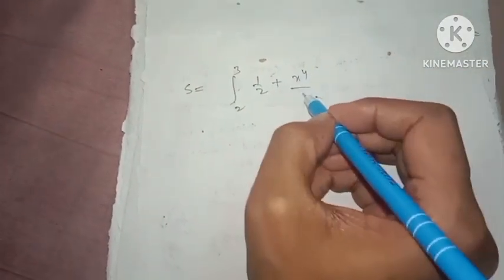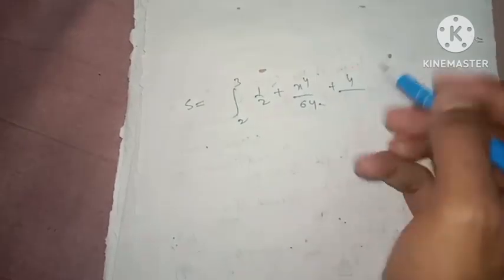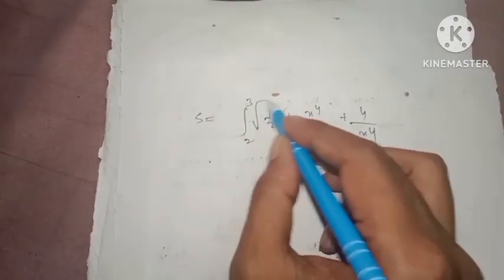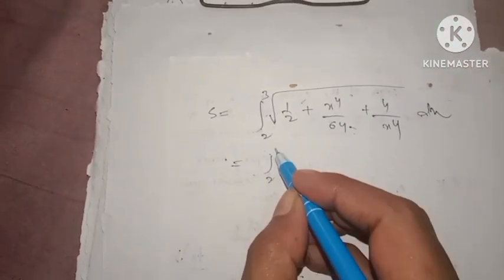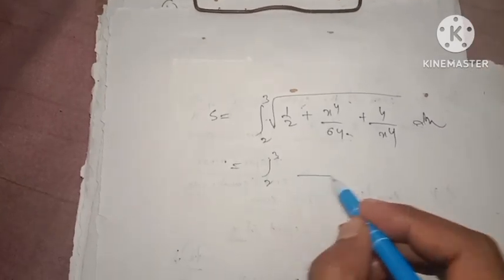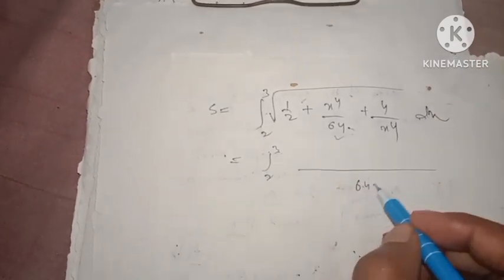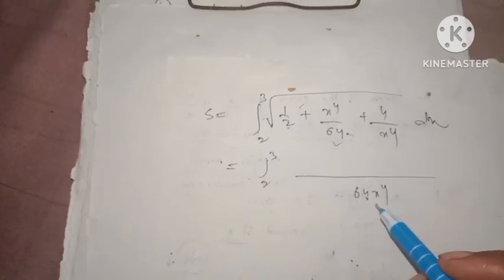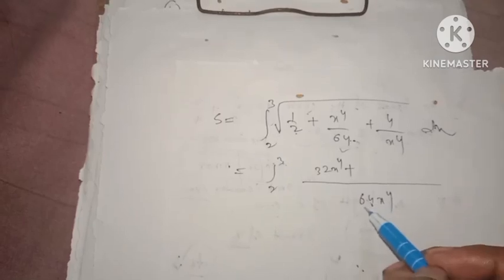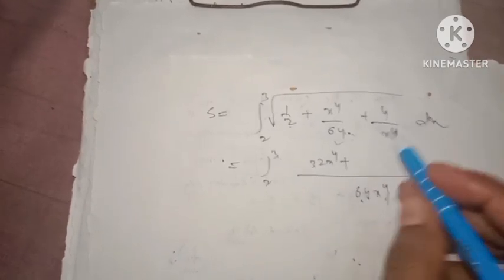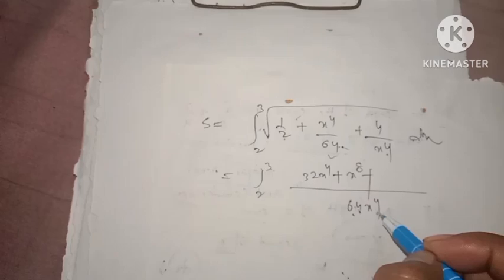Then plus x square over 64 plus 4 by x square, so root, into dx. Then integration 2 to 3. The LCM of this is 64 x square. So 64 divided, then 32 x square plus 64 into 64 is equal to 1. So x square into x square, this is x to the power 8, plus x square cancels.